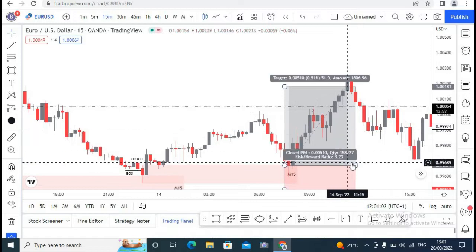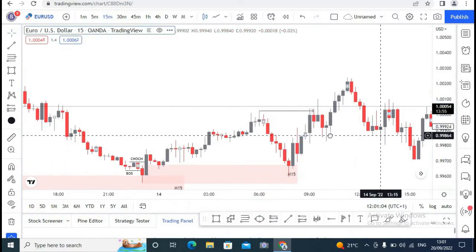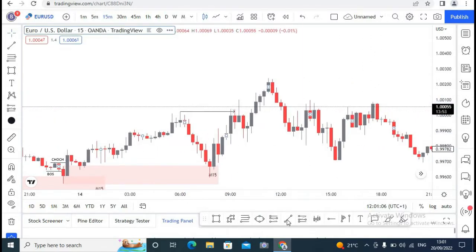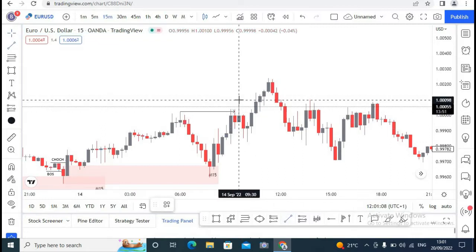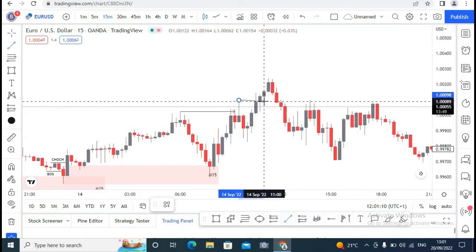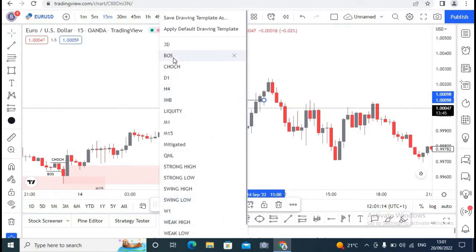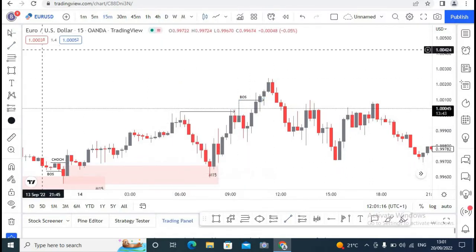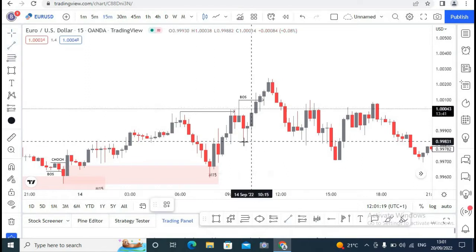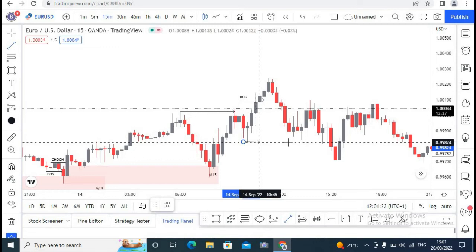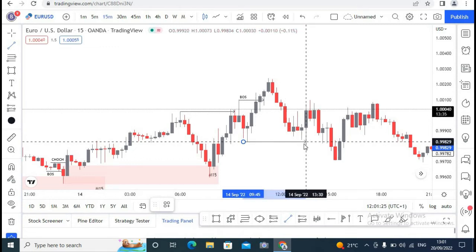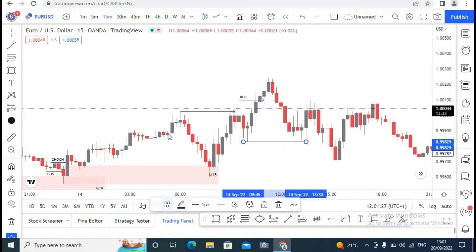So as you can see now, if we opened our chart the next day, we can see that okay, we did have a break of structure right here, something like this, and this is a change of character. Why? Because this was our last high low. So we did have a change of character, something like this.